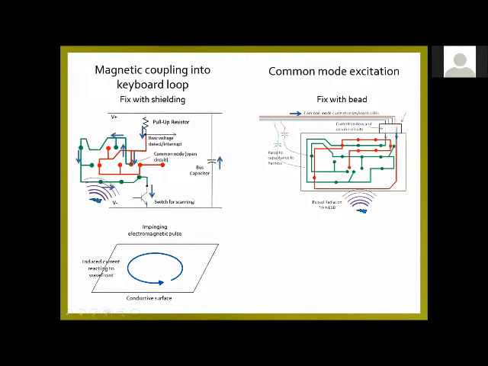So in order to fix the induced noise in the loop, which generates a current that causes it to wake up, you have to shield the keyboard. And in order to fix the common mode noise that gets induced on the USB cable, you have to put something on the cable, some impedance like a bead. And that we did.